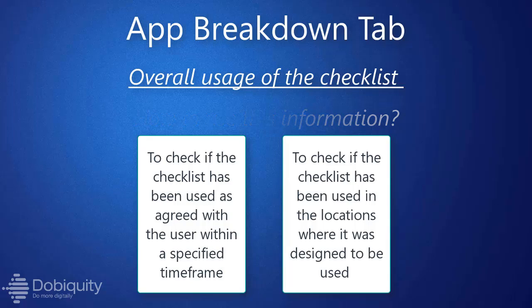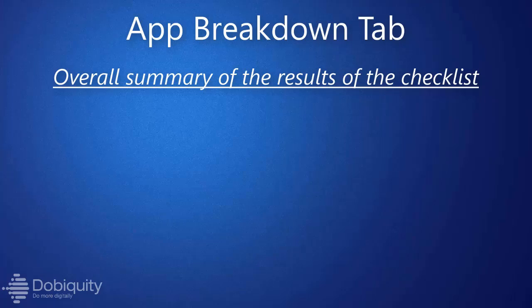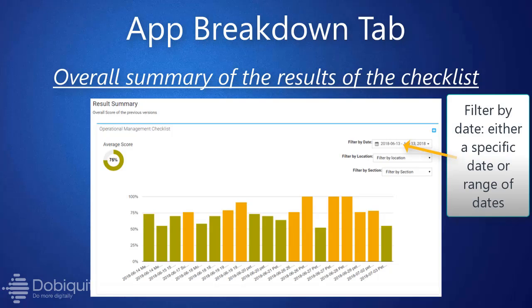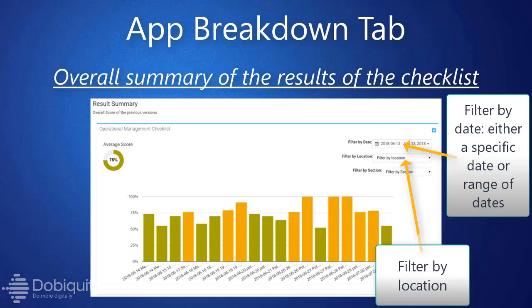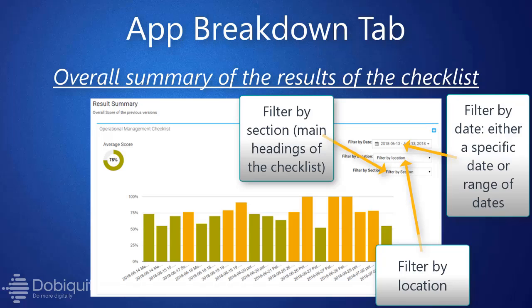The second report from the App Breakdown tab shows you an overall score for each location. This can then be filtered by date or by a date range, and you can also filter by location or section, or in other words, the main headings of the checklist. Hovering over the individual bars on the graph will give you more details about that version of the checklist.